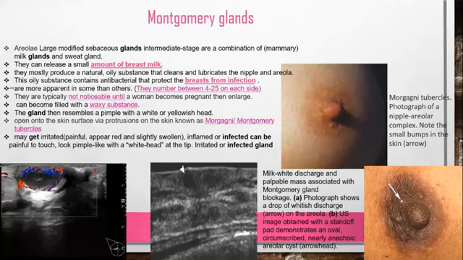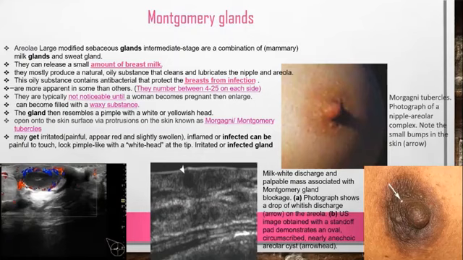I don't know about the literature, they did not mention this is very common, and I don't know if it is related to a certain area more than other areas, but from my experience, it is a common presentation. These Montgomery glands are modified sebaceous glands, considered an intermediate stage between the mammary or milk gland and the sweat gland, because they contain a small amount of milk.